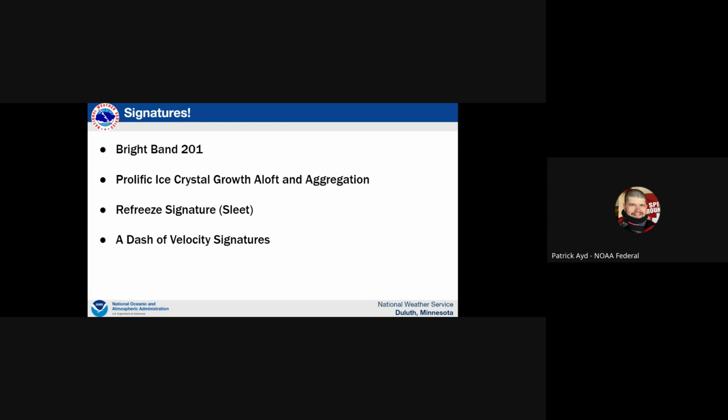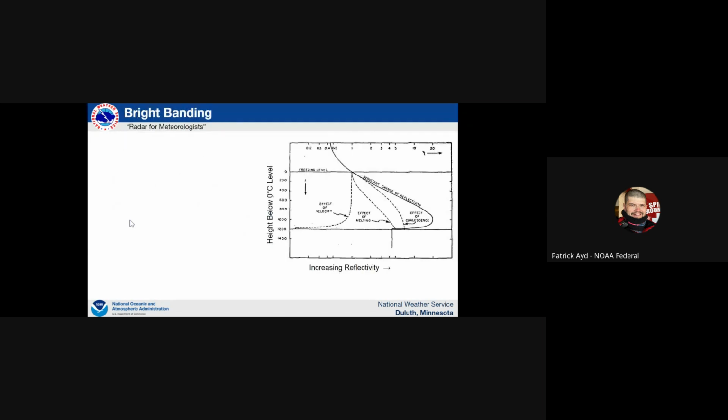Then we'll talk about prolific ice crystal growth aloft and aggregation, which up here in Duluth, Minnesota, we haven't had much. It's completely bare ground outside right now, which is very sad. Then we'll do the refreeze signature, and we'll even throw in just a dash of velocity signatures as well. So bright banding, thank you, Professor Reinhardt from Radar for Meteorologists.